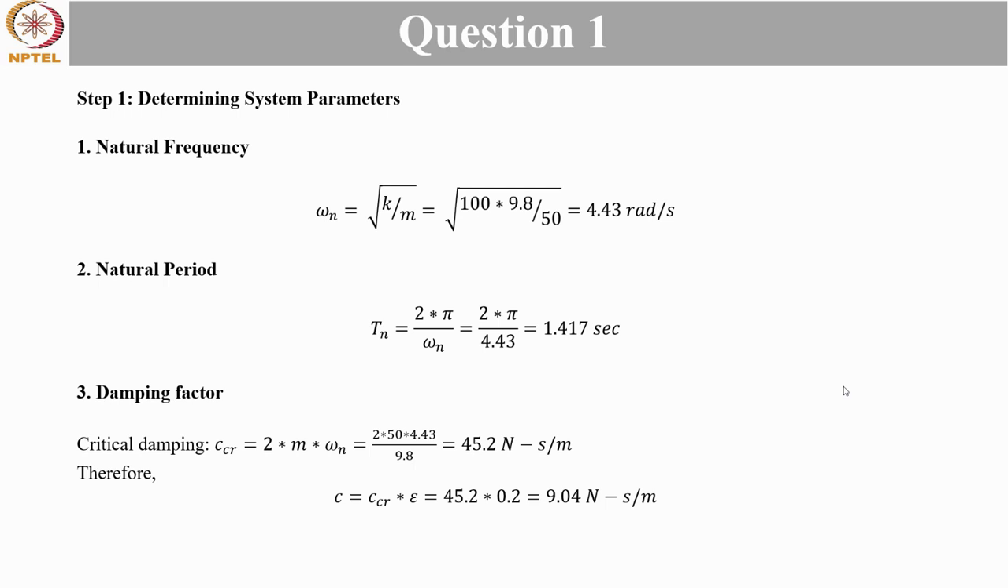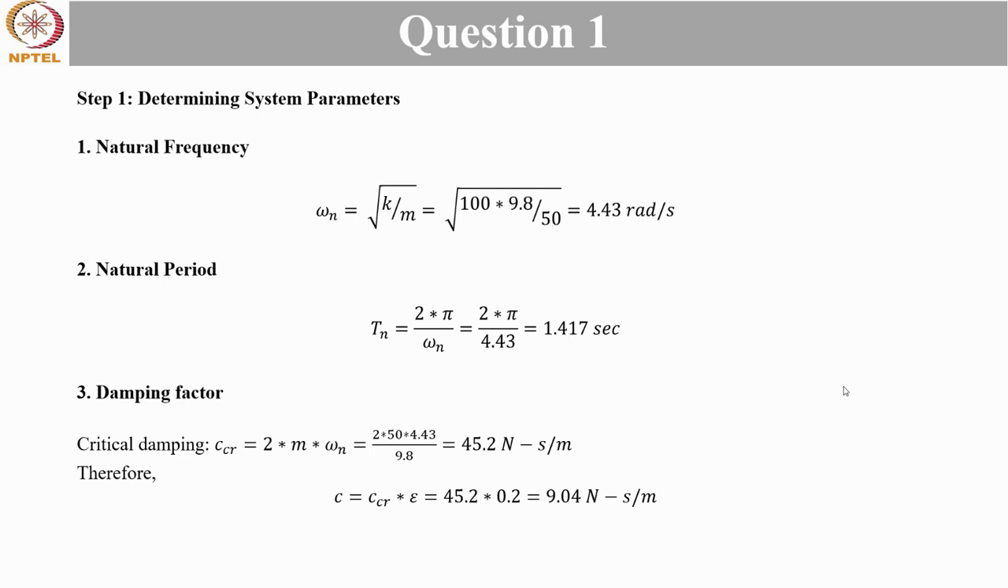Third is the damping factor. We know critical damping is given by 2 m omega n. We know the value of mass and natural frequency, so the critical damping will come out to be 45.2 Newton second per meter. And since we know the damping coefficient, the damping will be critical damping times the damping coefficient, that is 45.2 into 0.2. So it will be 9.04 Newton second per meter.